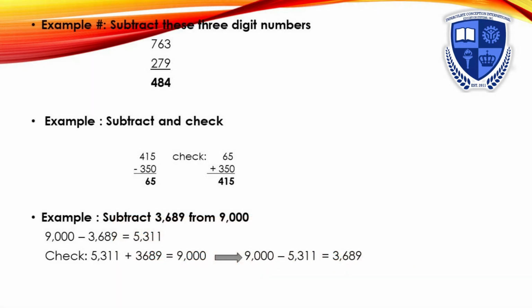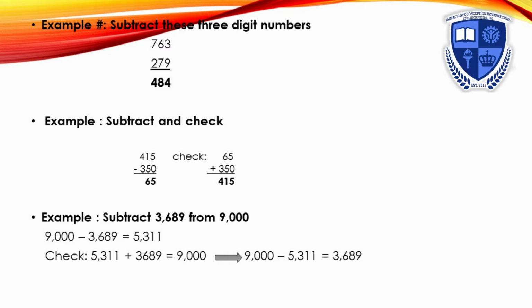Okay, next. For example, subtract these 3-digit numbers. So, 763 minus 279 is equal to 484. So, dito, mapapansin nyo class na meron tayong column para sa ones, tens, and hundreds in the same key for place values.